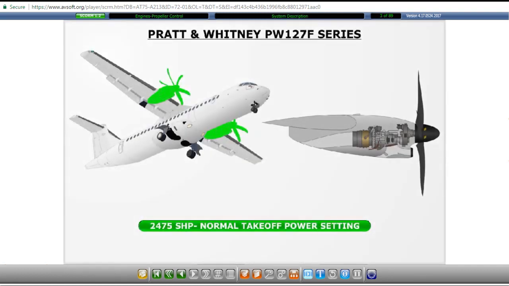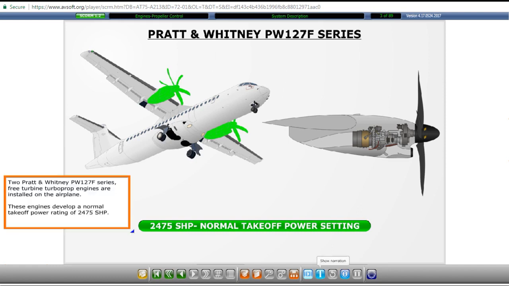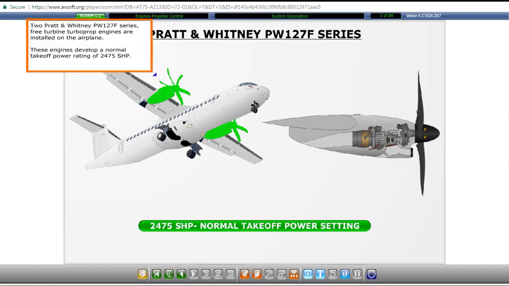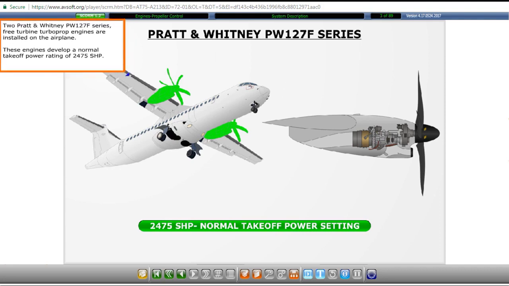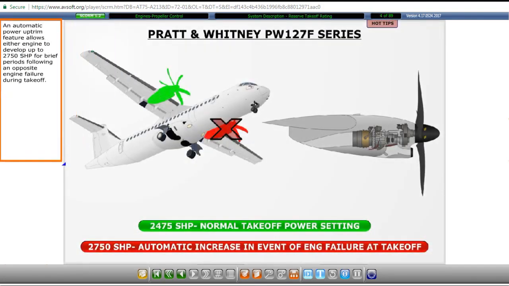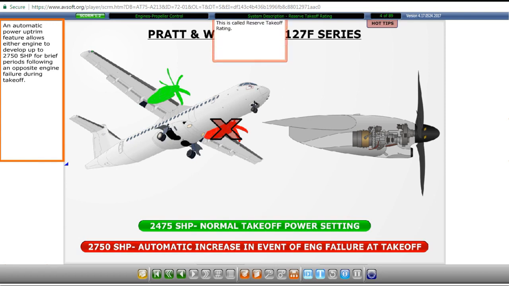Two Pratt & Whitney PW127F series free turbine turboprop engines are installed on the airplane. These engines develop a normal takeoff power rating of 2,475 shaft horsepower. An automatic power-up trim feature allows either engine to develop up to 2,750 shaft horsepower for brief periods following an opposite engine failure during takeoff.